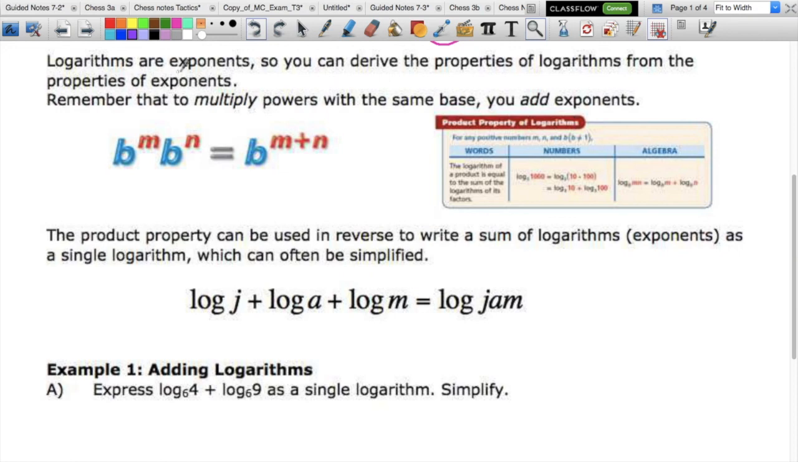Right. Logarithms are exponents, so you can derive the properties of logarithms. Now there are 3 properties I want you to come away with understanding. If at the end of this lesson you understand 3 properties of logs, then I have succeeded in showing you some things.